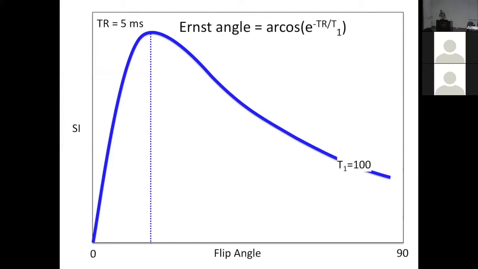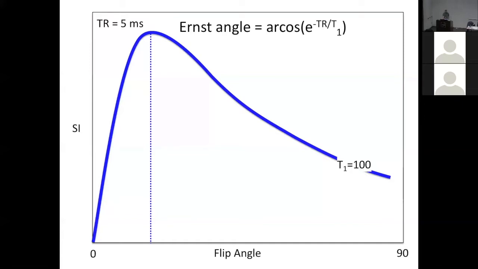Notice that this equation has arc cosine in it. It has TR, and it has T1. There's a flip angle that maximizes the signal for any tissue that has a T1 of 100 milliseconds and a TR of 5 milliseconds. You plug in this equation, that is the flip angle that maximizes it. And visually, it looks like it's about 12 degrees or something like that.